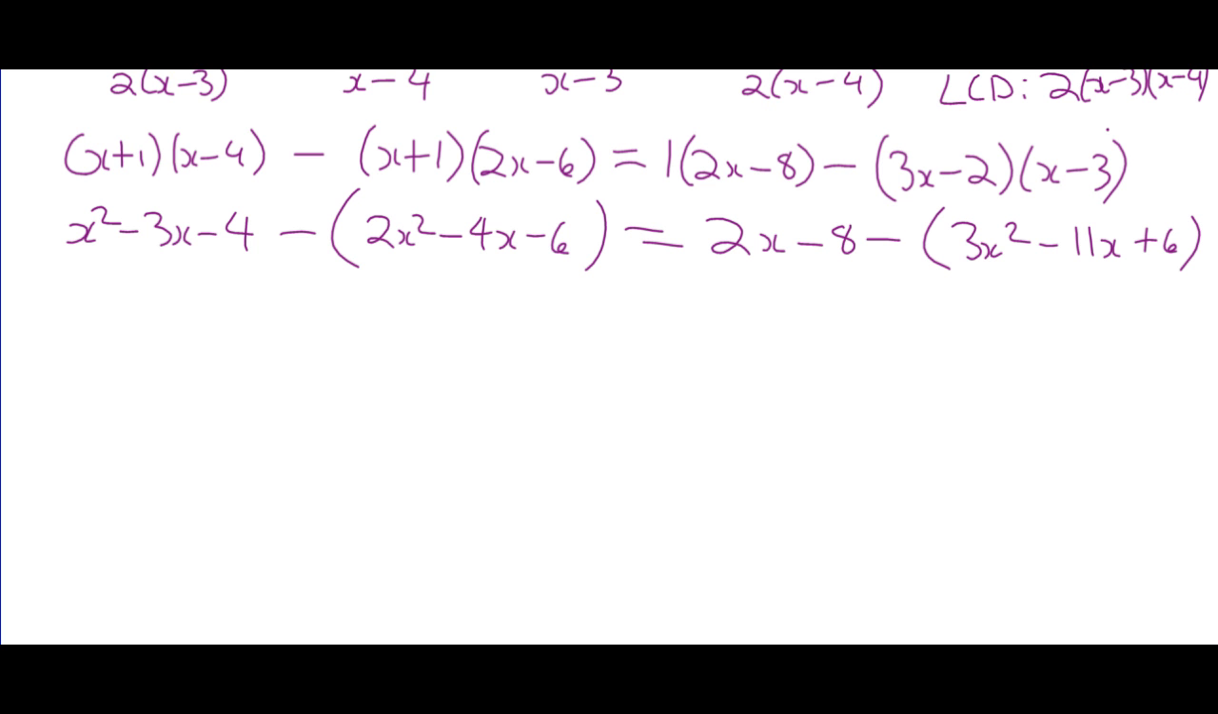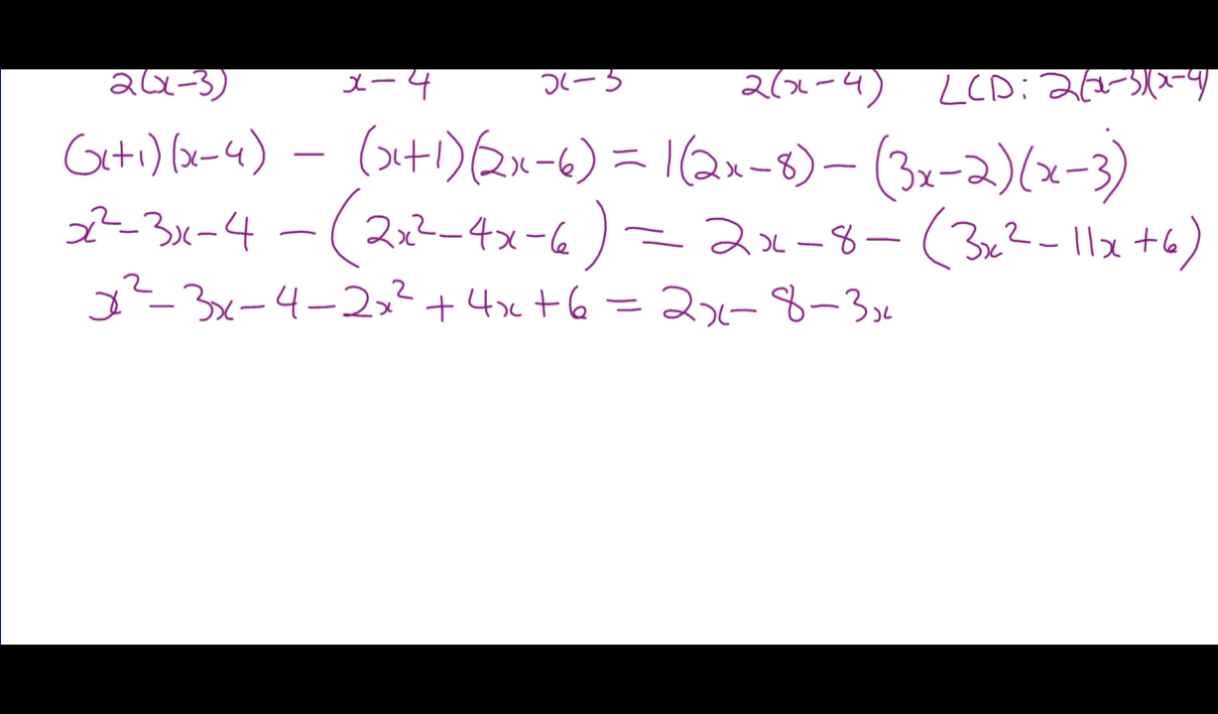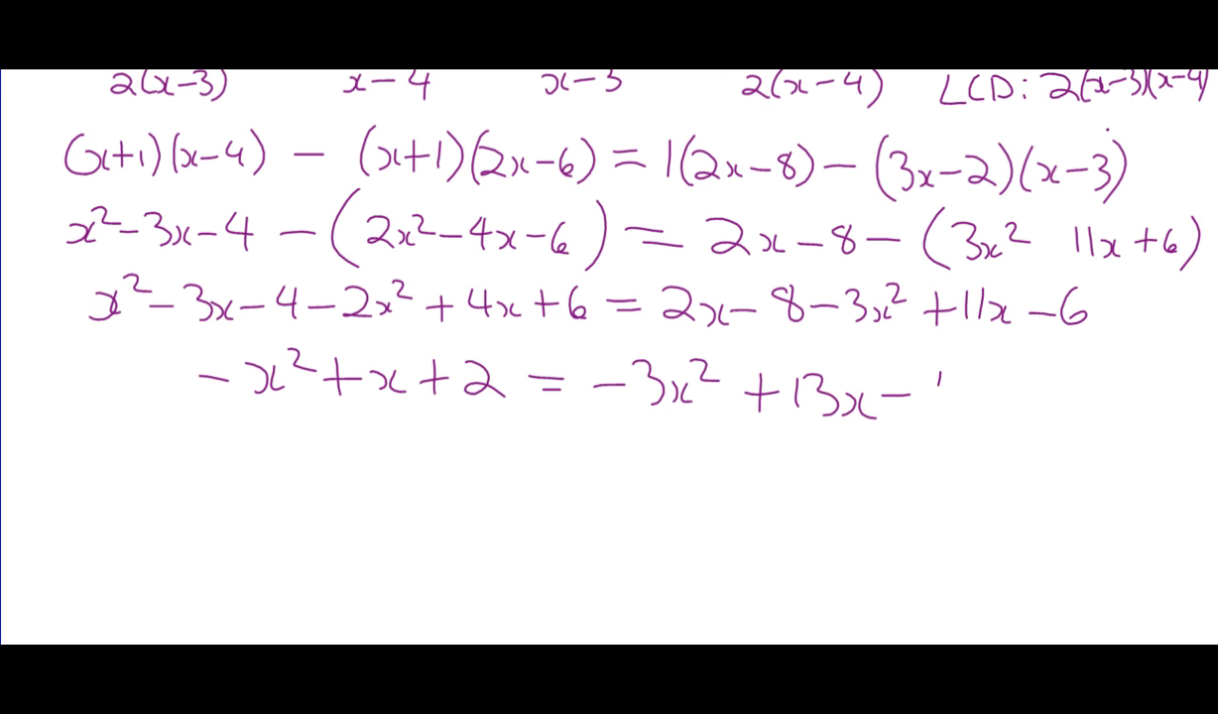Next line I'm going to go through. Now I'm going to remove the minus signs. So x squared minus 3x minus 4 minus 2x squared plus 4x plus 6 is equal to 2x minus 8 minus 3x squared plus 11x minus 6. I'm going to simplify the left side and the right side. So I get negative x squared plus x plus 2 is equal to negative 3x squared plus 13x minus 14.